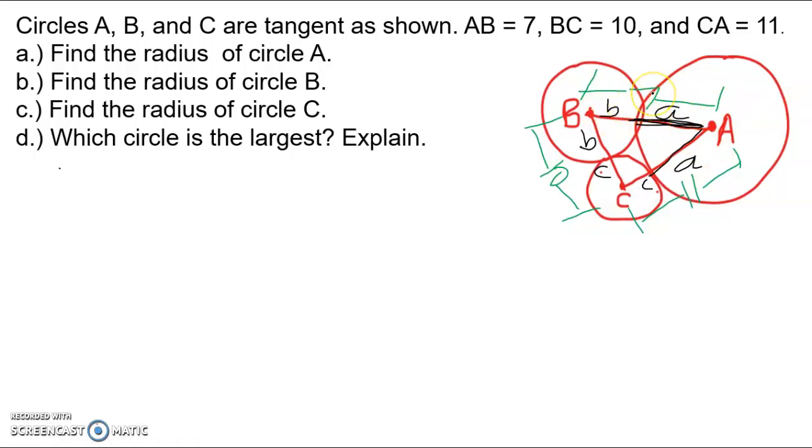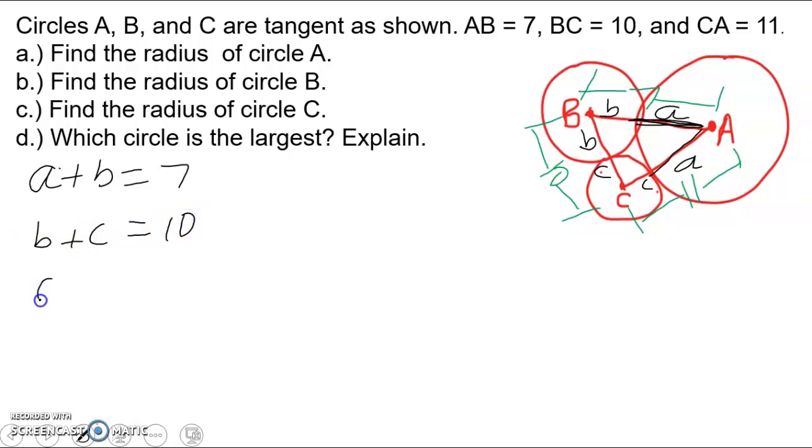A plus B equals 7. And also, we know that B plus C equals 10. And A plus C equals 11. So these are three true equations. Now we have a system of equations, because there are more than one. We take them two at a time and work using substitution or elimination to solve for these variables.